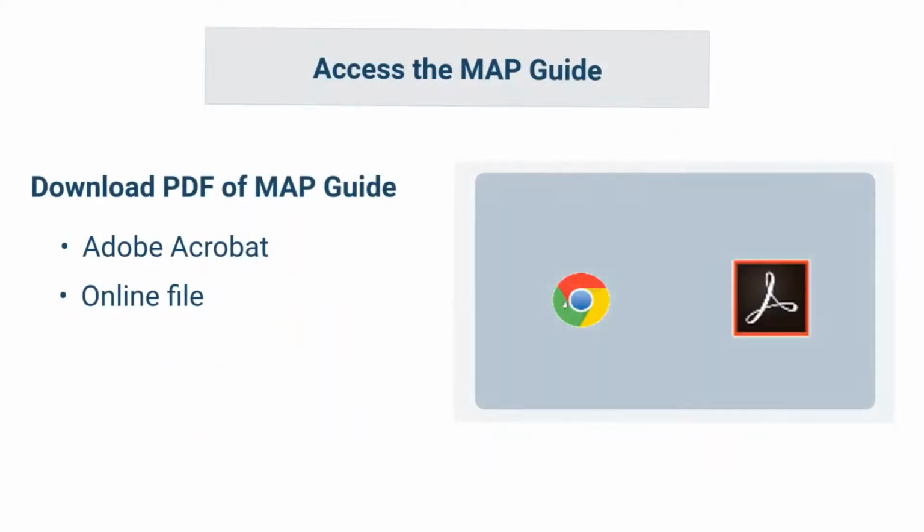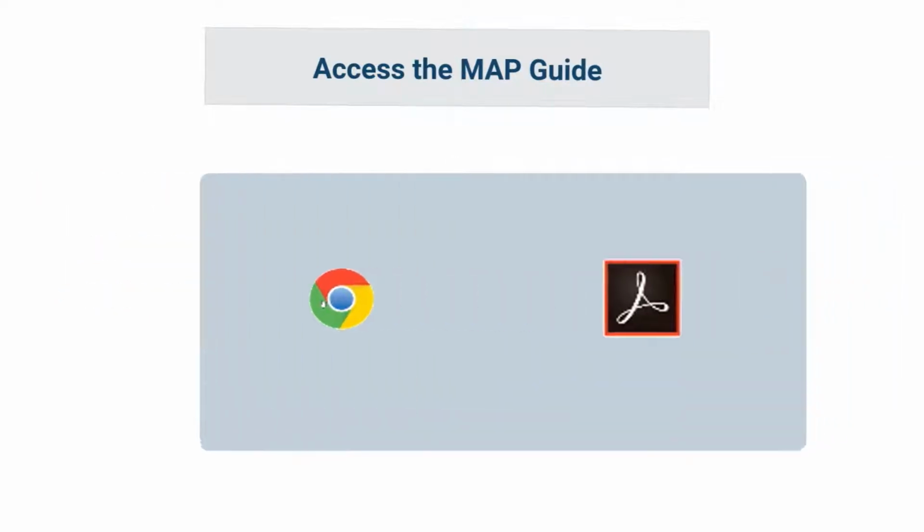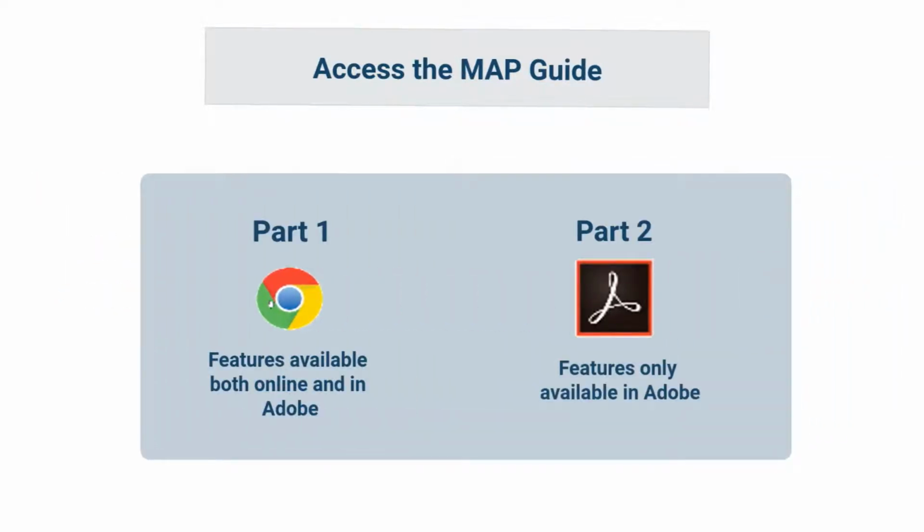To access all of the navigational tools we will discuss in this tutorial, you should download the PDF of the Map Guide and use Adobe Acrobat to open the file. If you do not have Adobe Acrobat, you can read the file online. However, opening the Map Guide in Adobe enables you to use more navigational tools than are available to you when reading the document online. We will start by describing the features and functionality in the online version of the guide. Later in this tutorial, we will describe the features that are only available in the Adobe version.